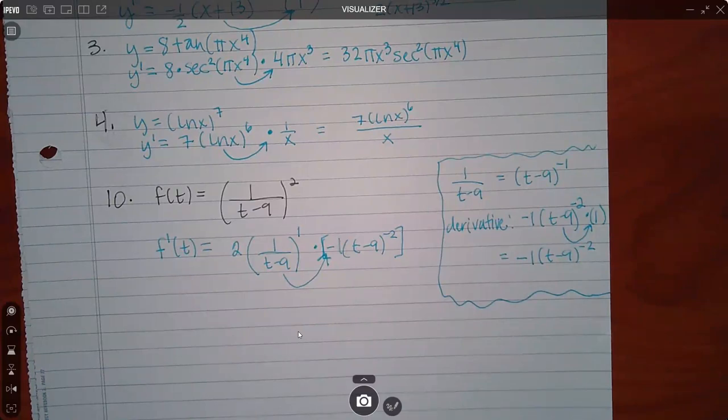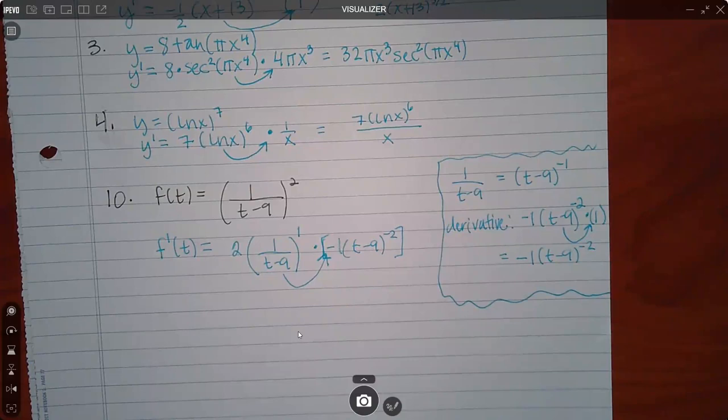It is 0. What's the derivative of the bottom? 1. And so then you get t minus 9 minus 1 over t minus 9 squared. No, you don't get t minus 9. What happens here? 0. So you don't get this guy at all.